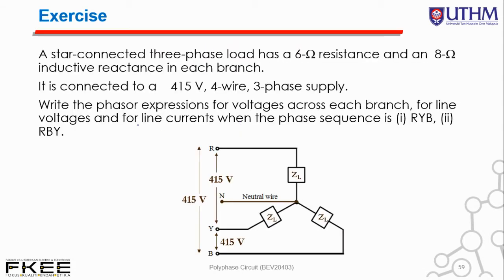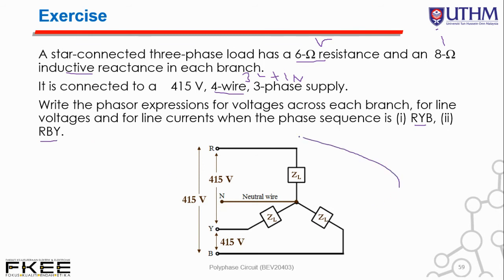Okay, another exercise. A star-connected three-phase load has a 6 ohm resistance and an 8 ohm inductive reactance. Again, we have the real value and the imaginary value in terms of inductive reactance. It is connected to a 415 volt 4-wire three-phase supply. 4-wire means we have 3 live wires plus one neutral. Write the phasor expressions for voltage across each branch, for line voltage and for line currents, when the phase sequence is RYB, the positive sequence, and also RBY, the negative sequence.